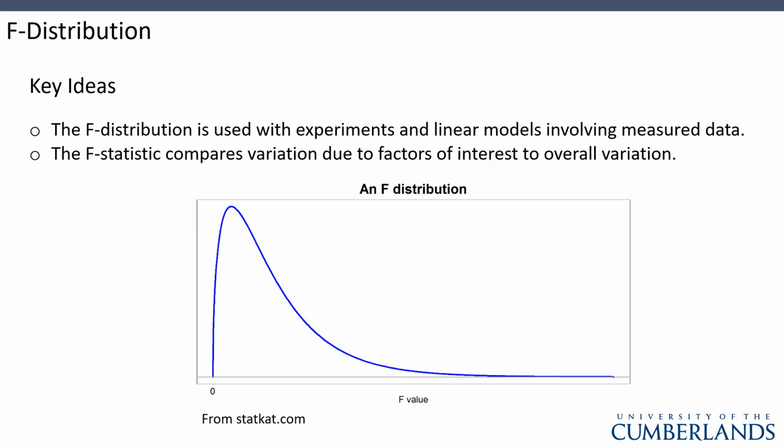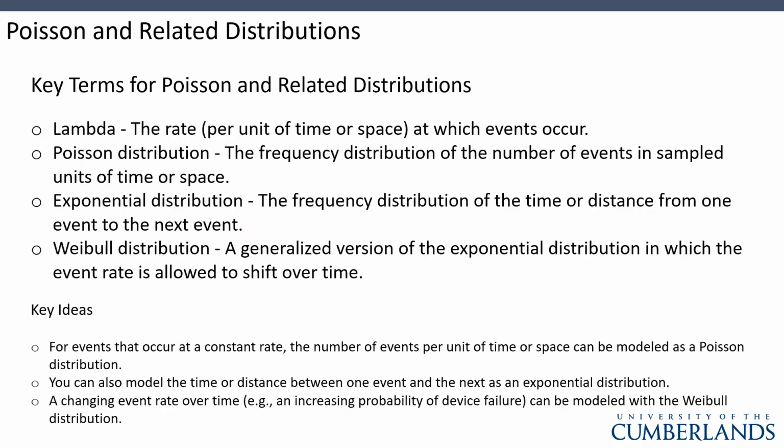The F distribution, these are some key ideas for the F distribution, and it is used with experiments and linear models involving measured data. The F statistic compares variation due to factors of interest to overall variation. These are some of the key terms for the Poisson and related distributions. They are lambda, the Poisson distribution, exponential distribution, and Weibull distribution.